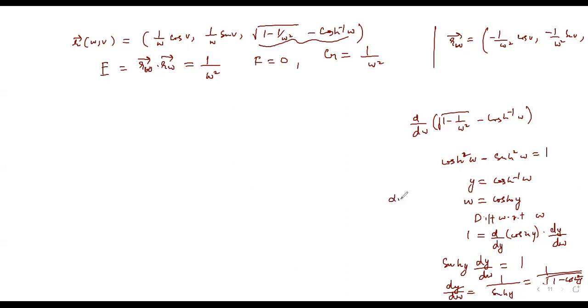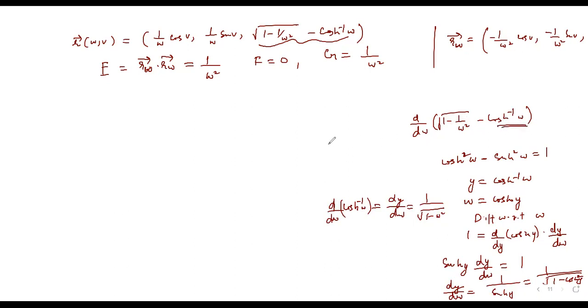So dy by dw is equal to 1 by root of 1 minus w square. But this is the same thing as what we do in trigonometric functions too, cos hyperbolic inverse of w. So that's actually positive sign here because it's always positive. Okay, so this one we have got. How about this? We know what this is.